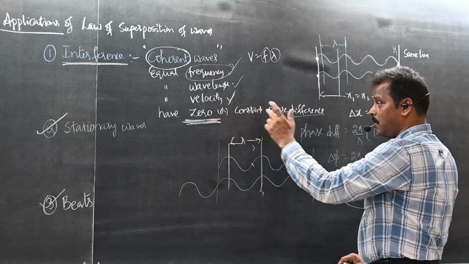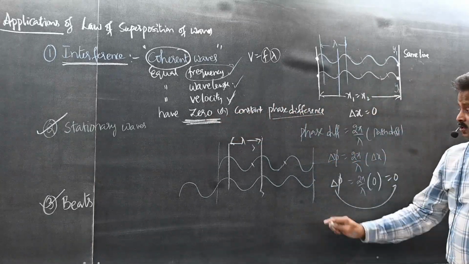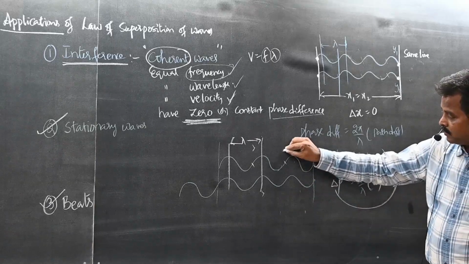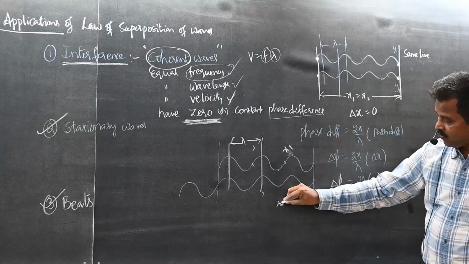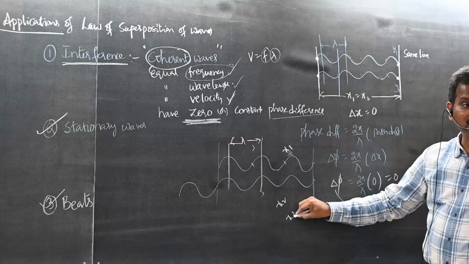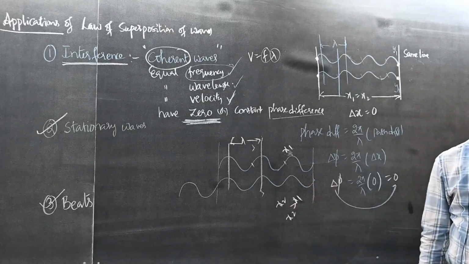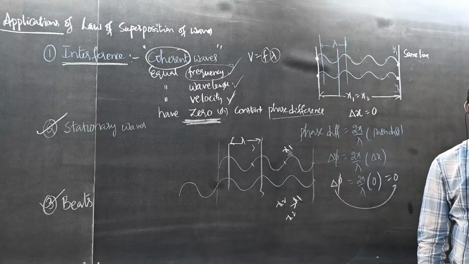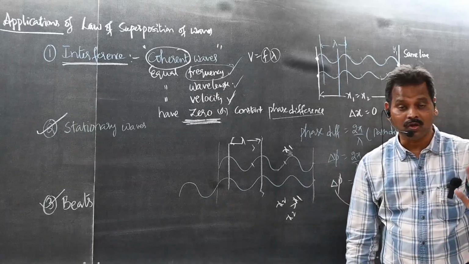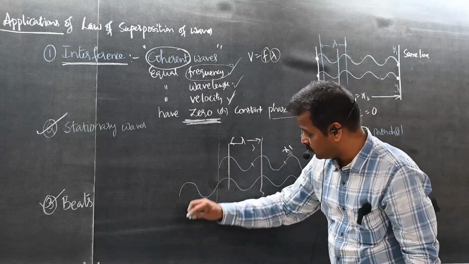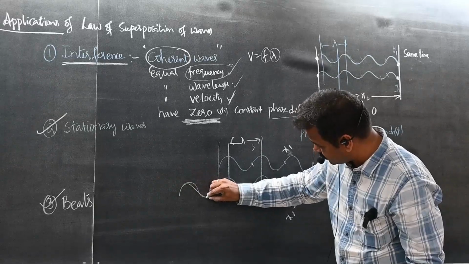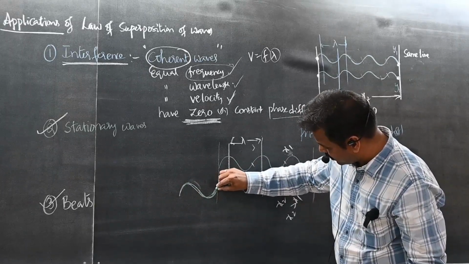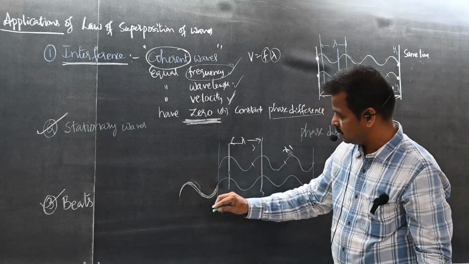Is it zero phase difference? No. The first wave traveled less distance, x1. The second wave traveled more distance. So x2 is greater than x1. So the path difference is not zero. This is the extra path traveled by the second wave.